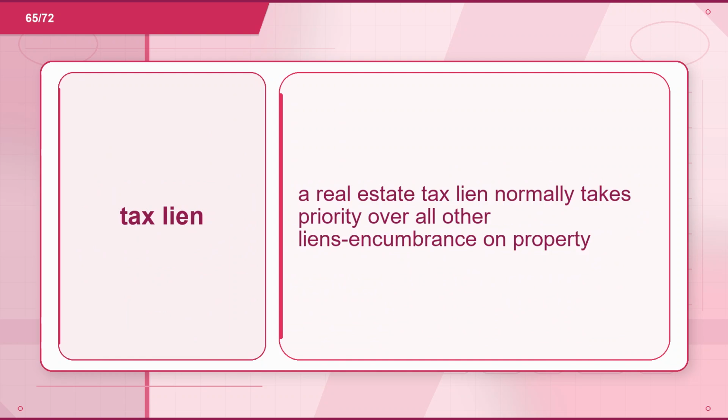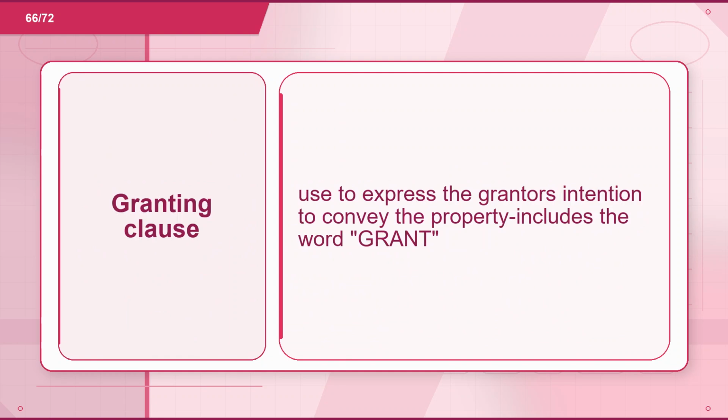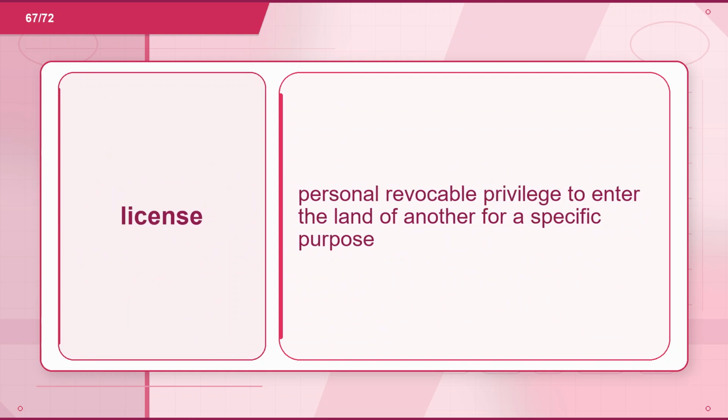Definition: a real estate tax lien normally takes priority over all other liens and encumbrances on property. Flashcard 66, term: granting clause. Definition: used to express the grantor's intention to convey the property, includes the word grant. Flashcard 67, term: license. Definition: personal revocable privilege to enter the land of another for a specific purpose.